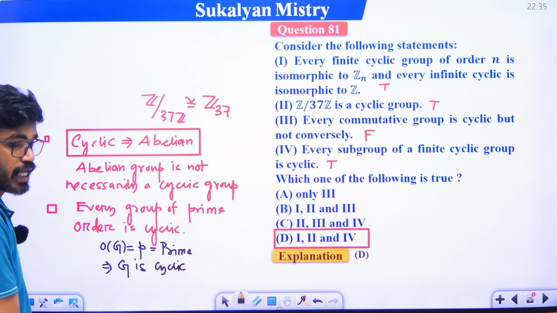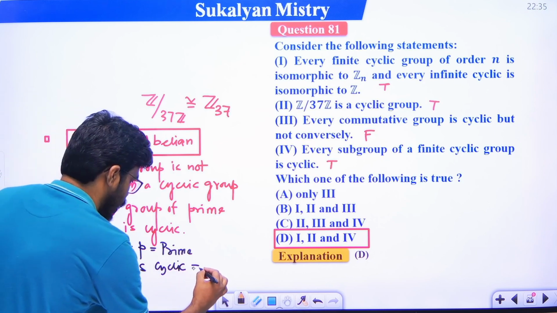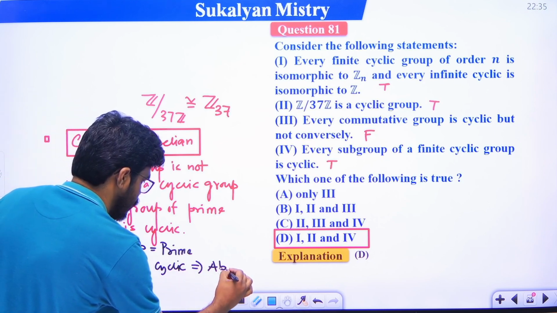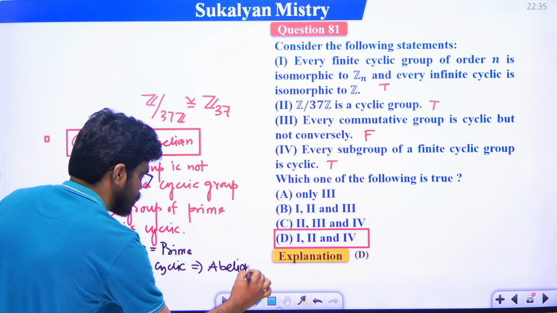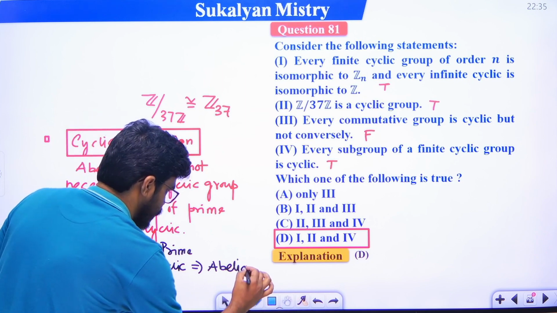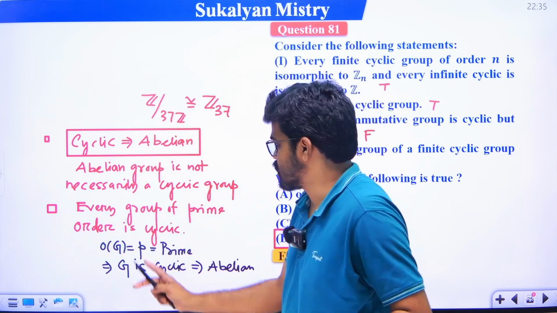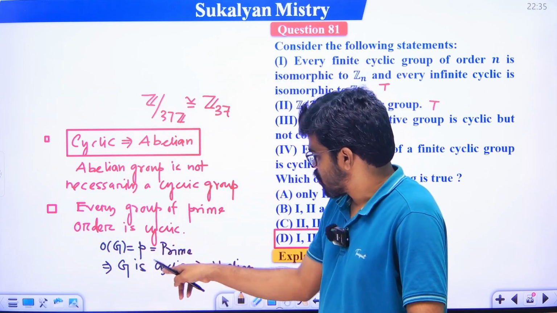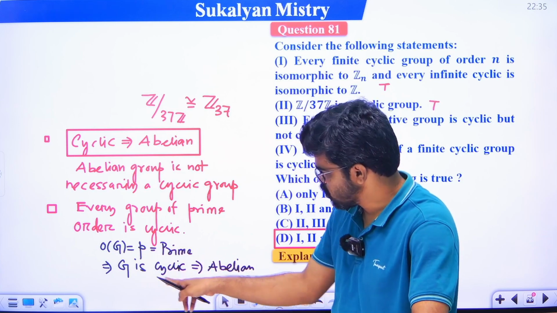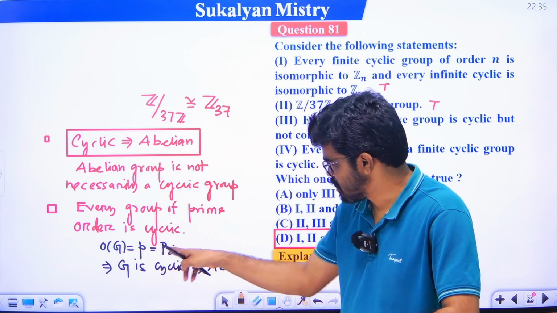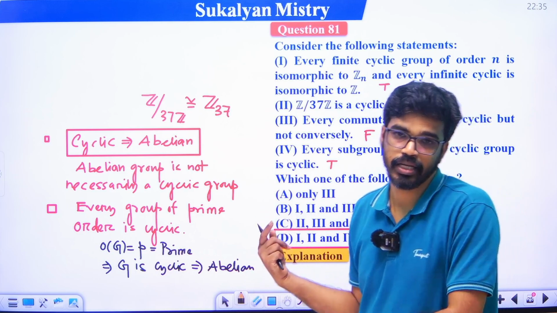Again, we know that every cyclic group is abelian, that is, cyclic implies abelian. So we can say that every group of prime order is abelian. Every group of prime order is cyclic, and every cyclic group is abelian. That means every group of prime order is abelian.